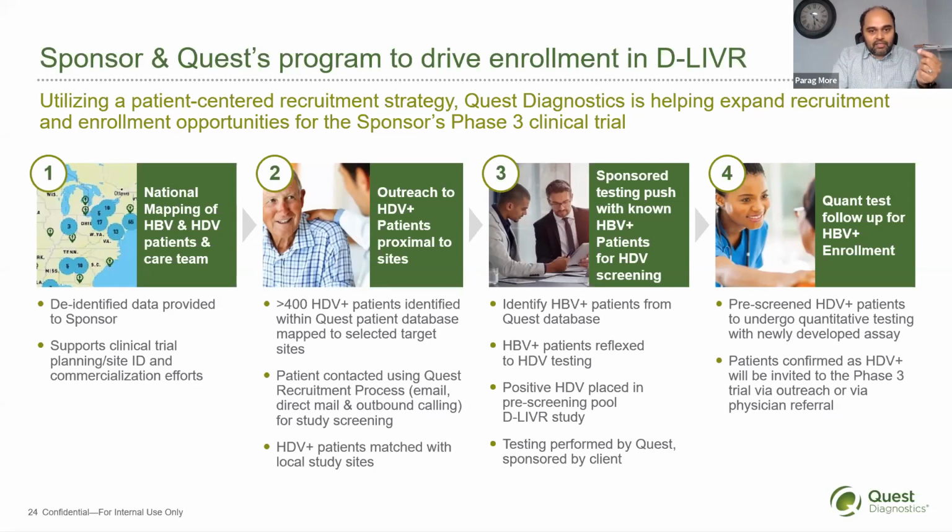Once we identified those patients, Quest was able to reach out to them based on geo mapping and proximity to the sites. We identified more than 400 patients that were hepatitis delta virus positive, and based on that, we reached out to them. We used multiple channels, whether email or even direct mail, and in some cases calling as well, based on their appropriate HIPAA authorization for us to contact them for clinical research.